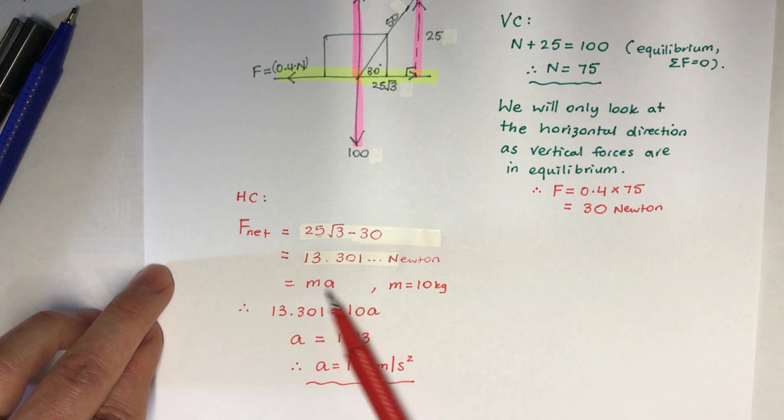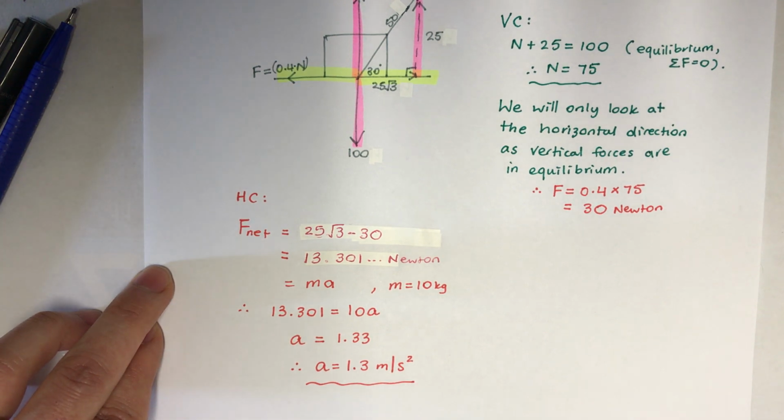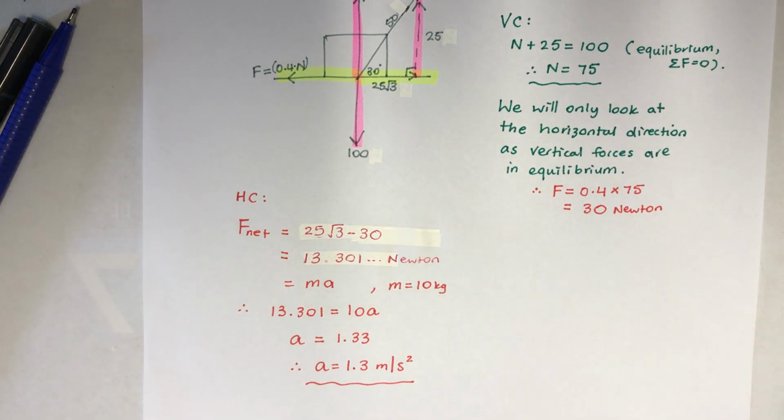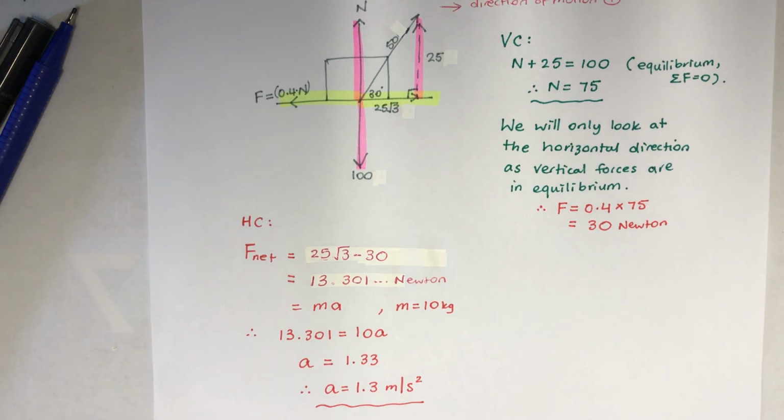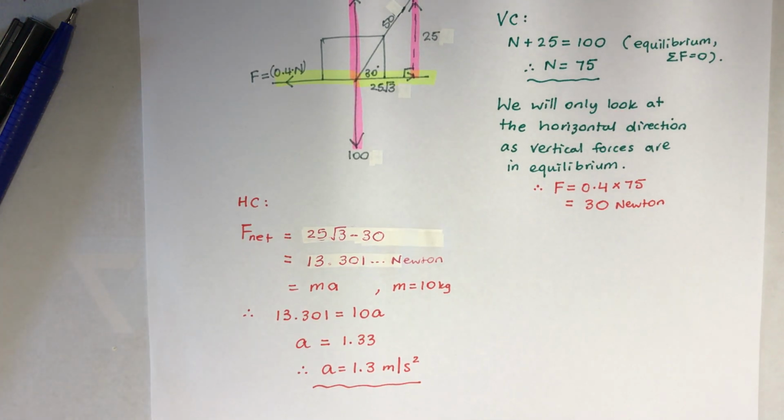So 13.3 equals 10a, because mass was 10 kilograms. So a equals 1.33, and we'll put it in 1 decimal place: a equals 1.3 meters per second squared. So the question asks to find the acceleration of the box. The acceleration is 1.3, so it is positive acceleration, so the velocity is increasing. All right, so that's the whole lesson of the forces and equations of motion. Well done.